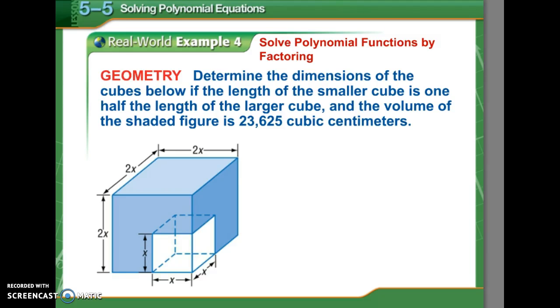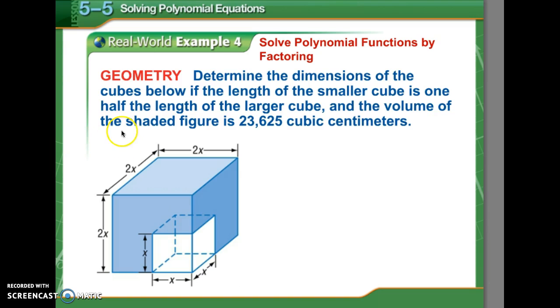Okay, we're picking up with example 4. In this problem, we're going to be solving polynomial functions by factoring, and this is obviously a real-world problem. So this problem says we need to determine the dimensions of the cubes below if the length of the smaller cube is half the length of the larger cube, and the volume of the shaded figure is 23,625 cubic centimeters.